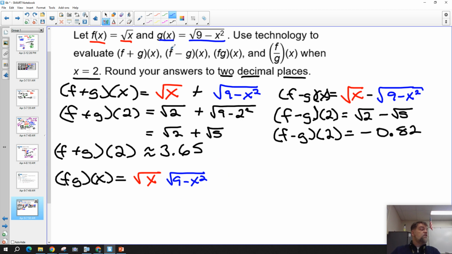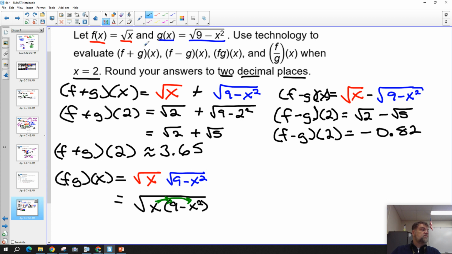Now, since they're both square roots, what we can do is combine them. So I can do like this. I could say x times 9 minus x squared. So what do you think we would do there? Well, we're going to have to distribute the x through the parentheses.